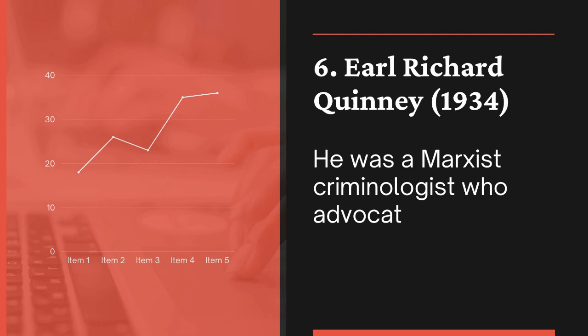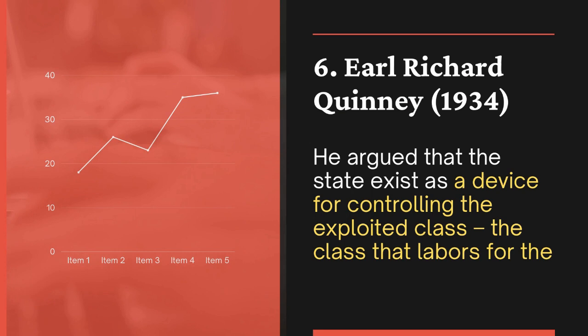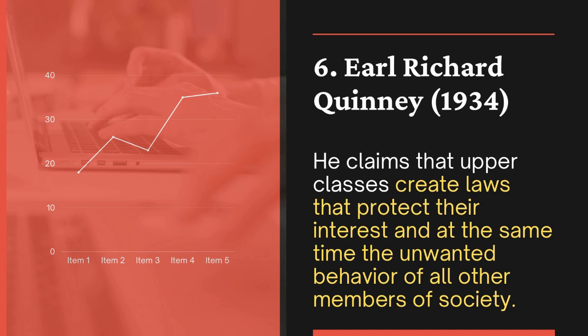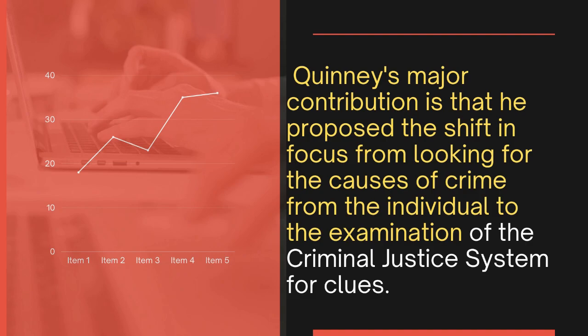6. Earl Richard Quinney, 1934. He was a Marxist criminologist who advocated the instrumentalist theory of capitalist rule. He argued that the state exists as a device for controlling the exploited class, the class that labors for the benefit of the ruling class. He claims that upper classes create laws that protect their interest and at the same time control the unwanted behavior of all other members of society. Quinney's major contribution is that he proposed the shift in focus from looking for the causes of crime in the individual to the examination of the criminal justice system for clues.